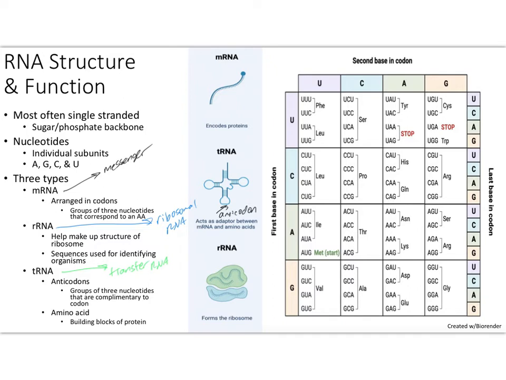So if a codon, let me switch to the pen, if a codon had the sequence ACG, then an anticodon would have the sequence UGC.